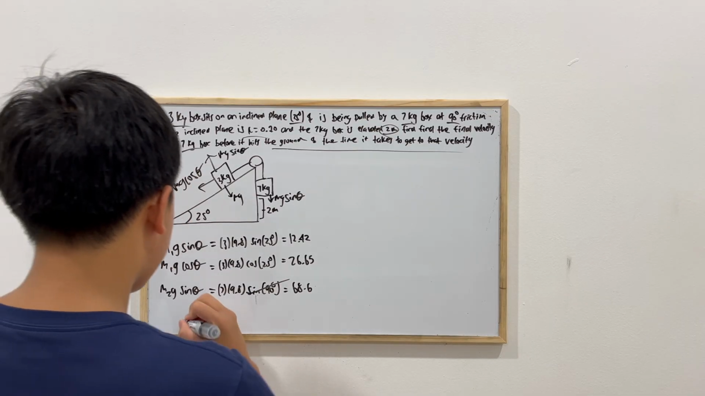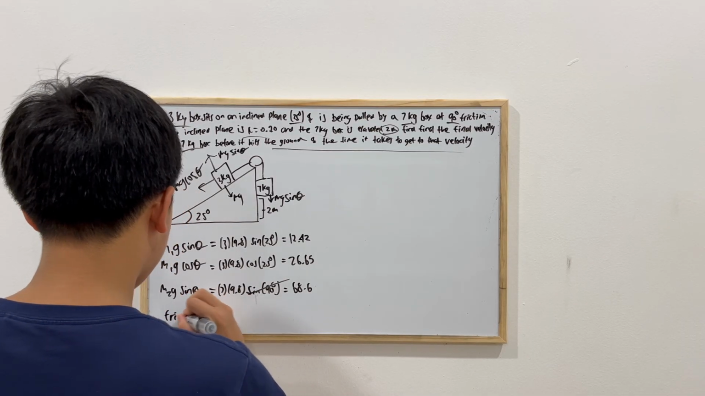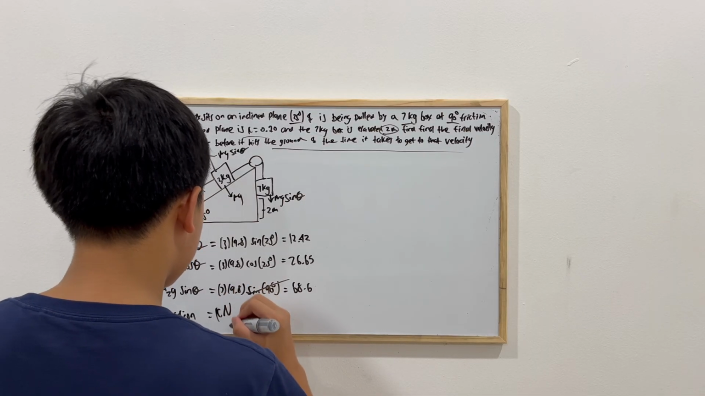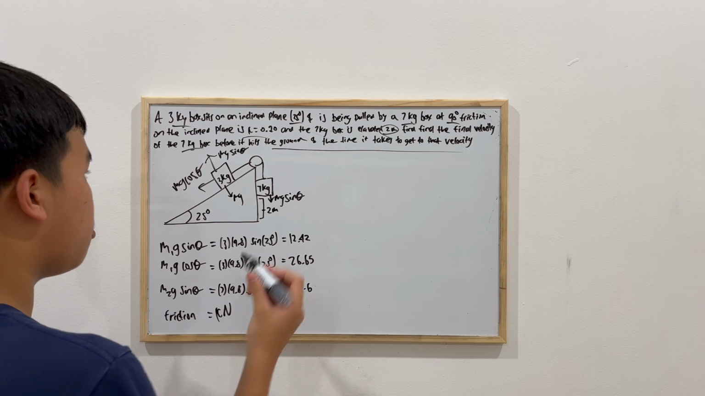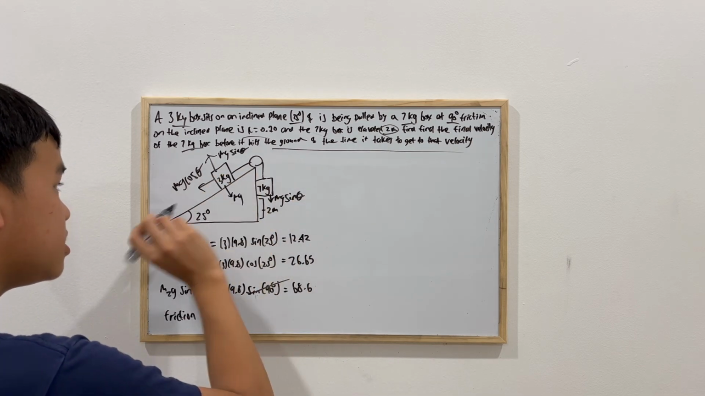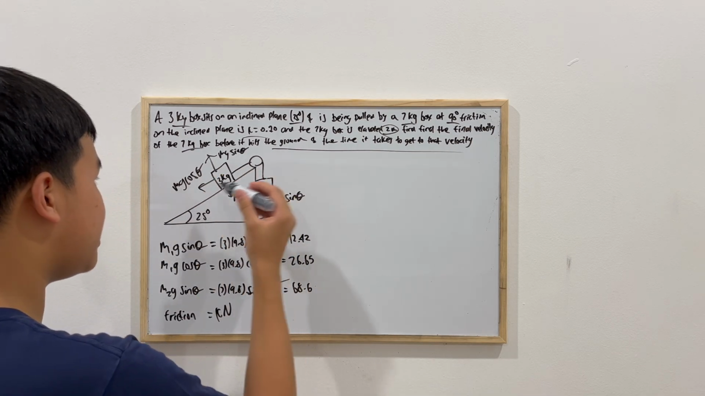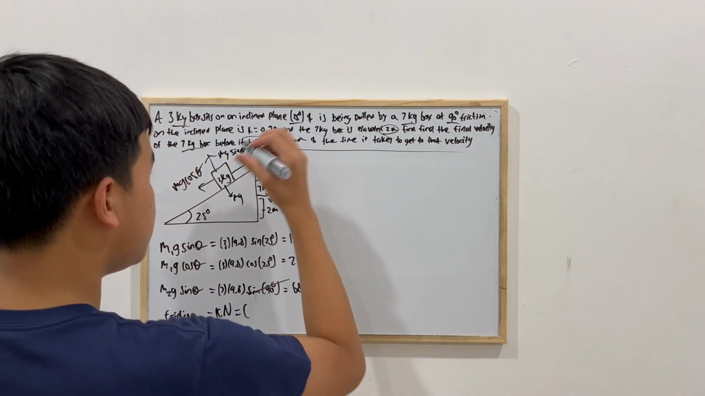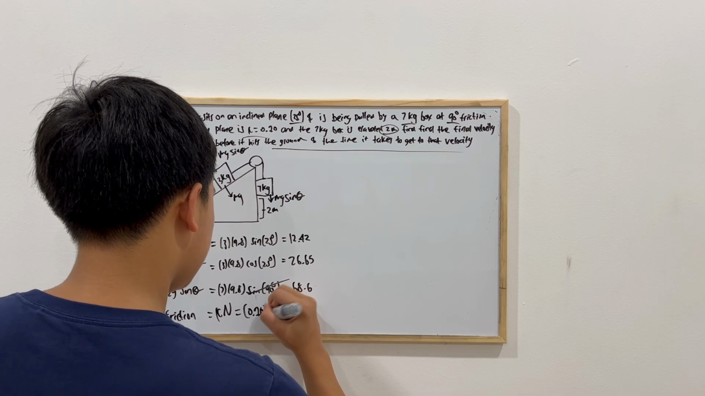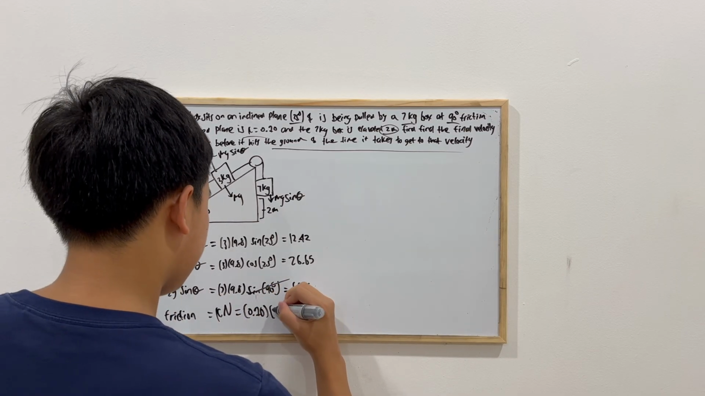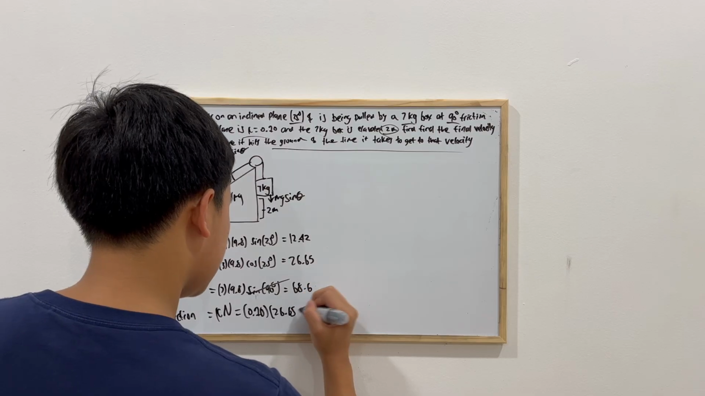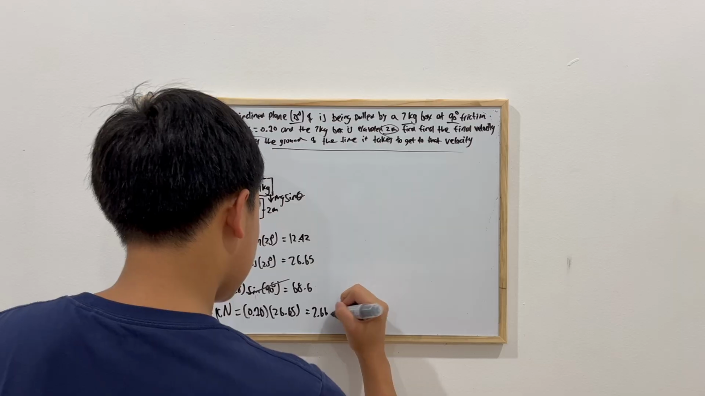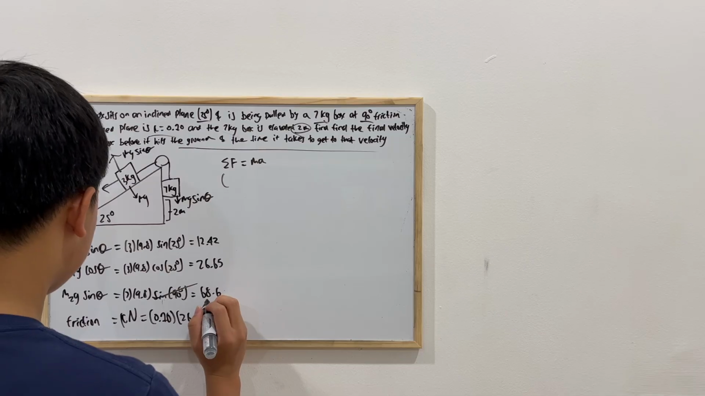So now let's calculate the friction. The force of friction is going to be the friction coefficient times the normal force. In this case, the normal force, the other force acting on this box, is mg cos theta. So the force of friction is 0.10 times our mg cos theta value right here, which is 26.65. That's 2.665.